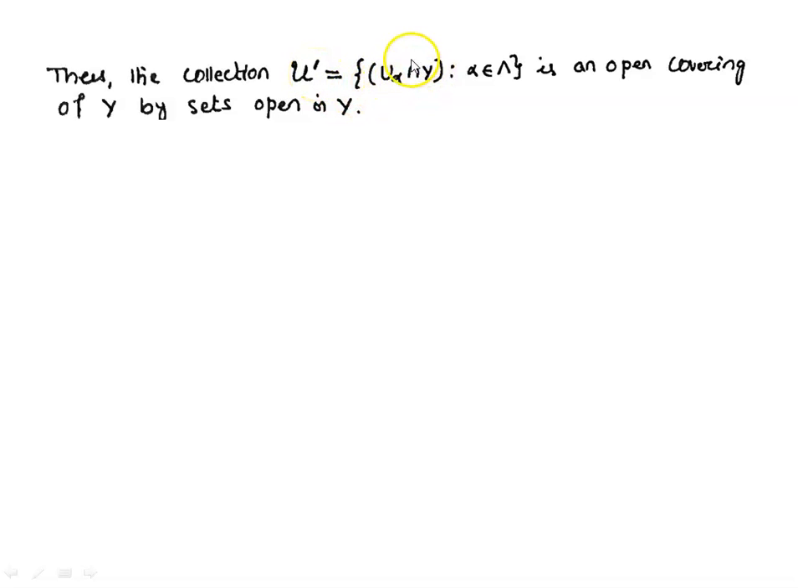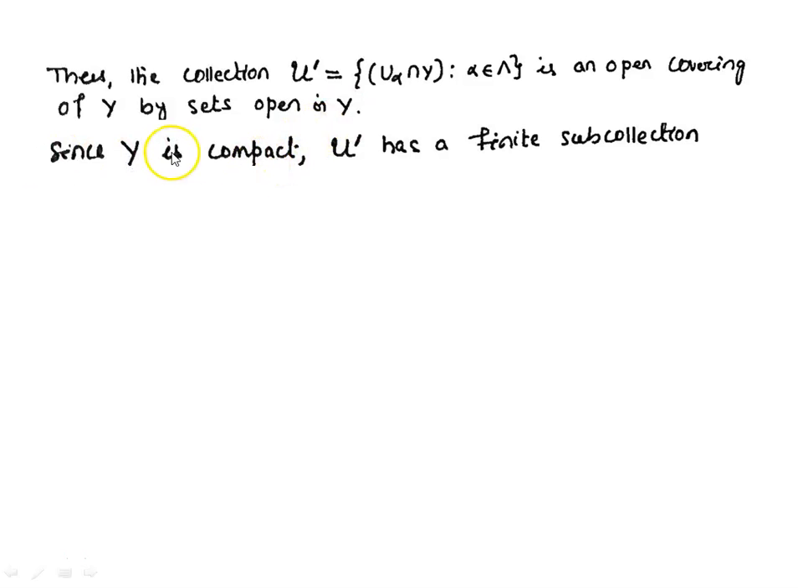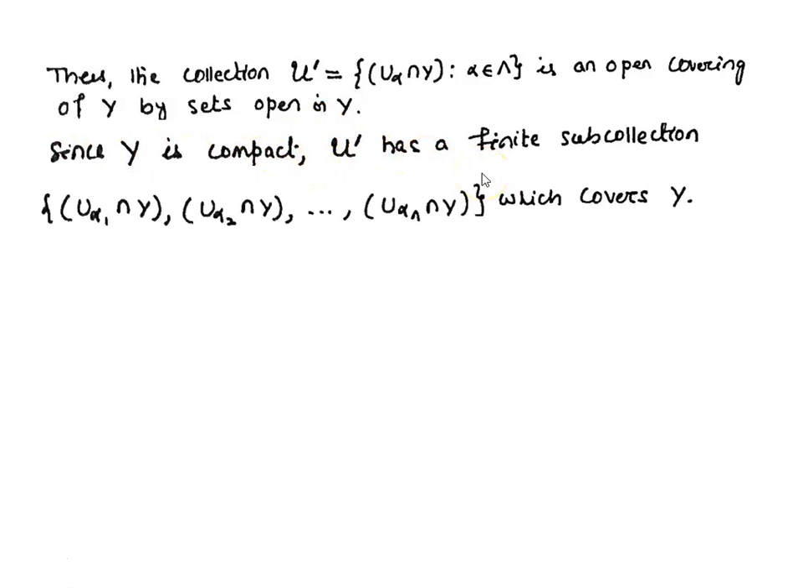Clearly, this U alpha intersection Y is open in Y for every alpha. So this collection is an open covering of Y by sets open in Y. Now our Y is compact. Since Y is compact, every open covering by sets open in Y has a finite subcollection which covers Y. So U dash has a finite subcollection.